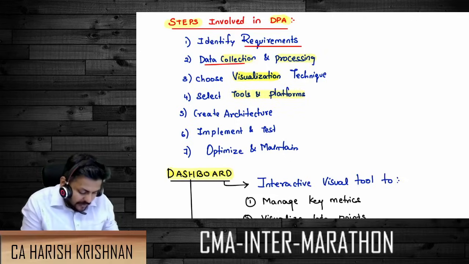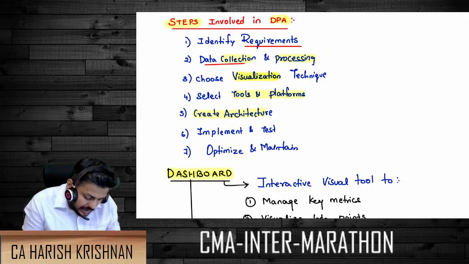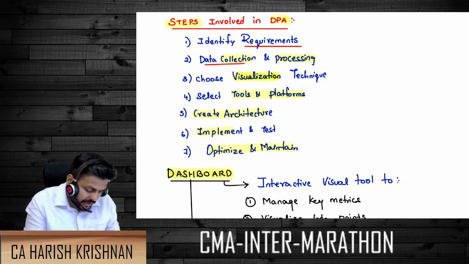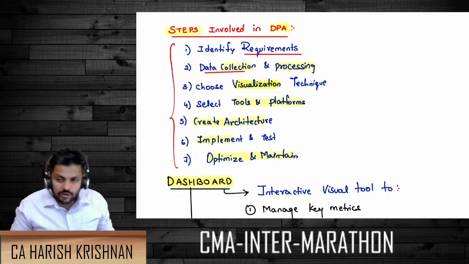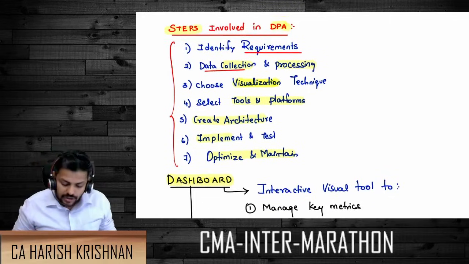Select tools and platforms. Create an architecture, implement and test, optimize and maintain. So all of these are steps involved in deciding what is called the data presentation architecture.